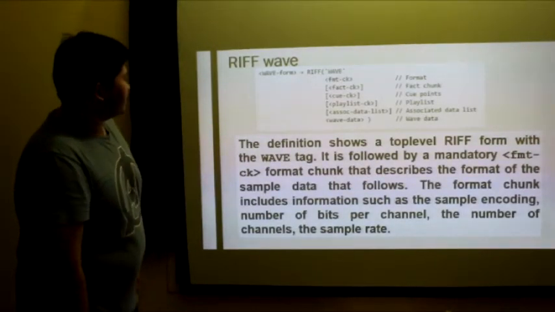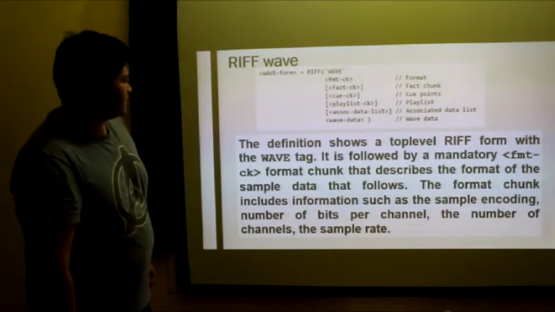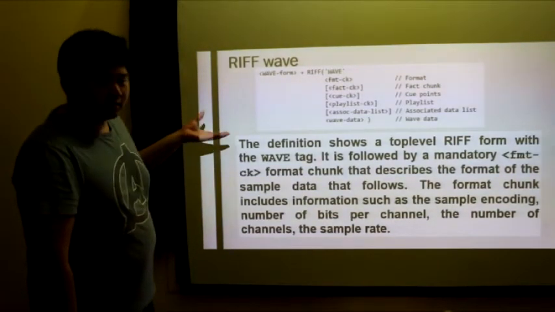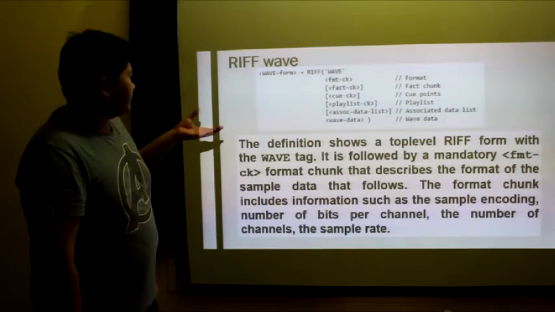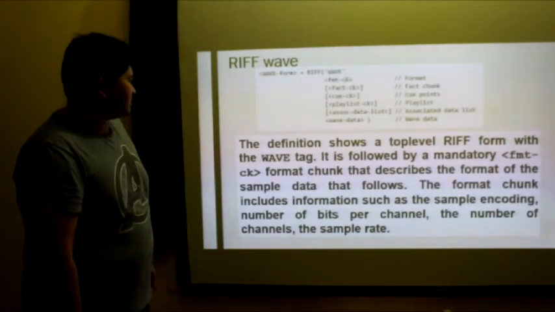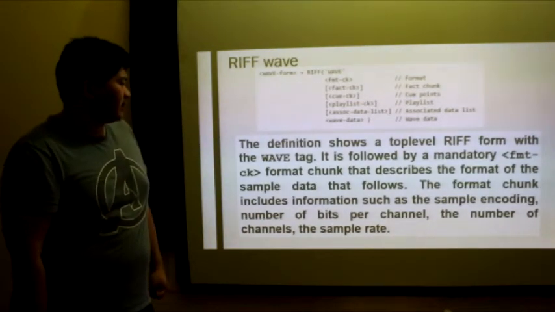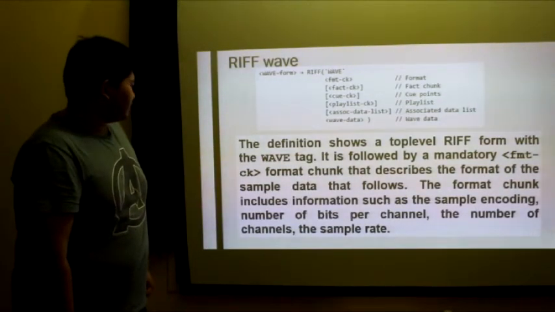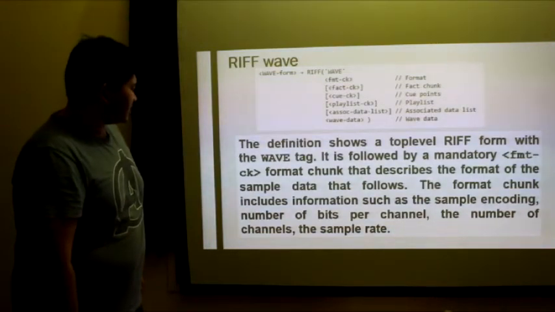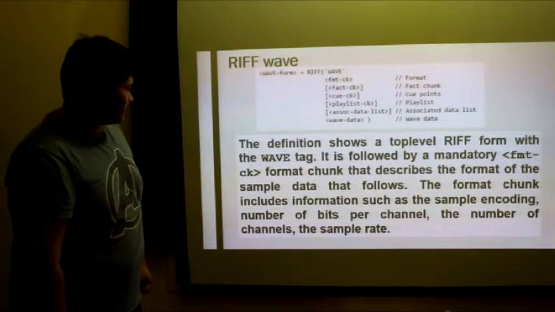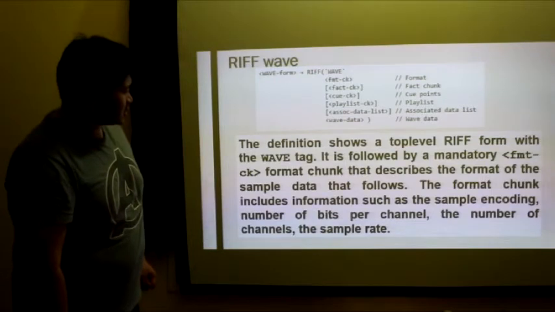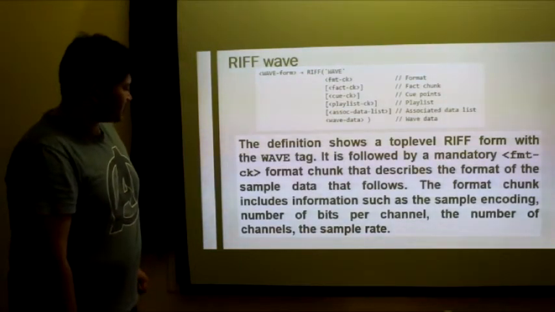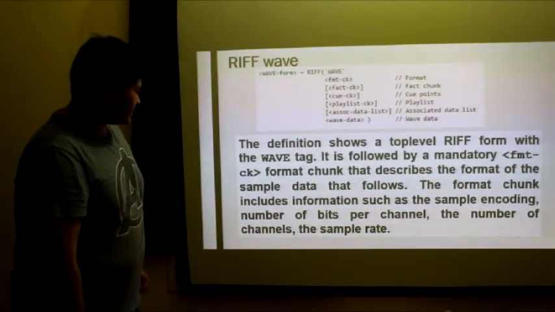RIFF WAVE. So this is the data that is included in a RIFF WAVE file. The definition shows a top-level RIFF form with a WAVE tag. This is followed by a mandatory fmt chunk, the format chunk, that describes the format of the sample data that follows. The format chunk includes information such as the sample encoding, number of bits per channel, the number of channels, and the sample rate.